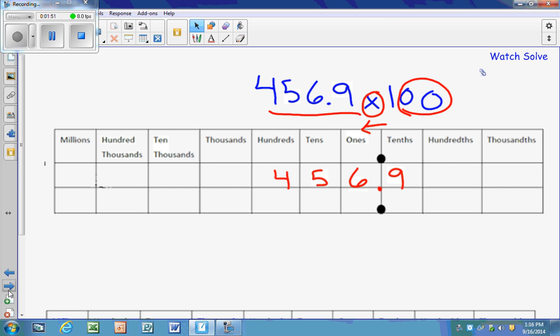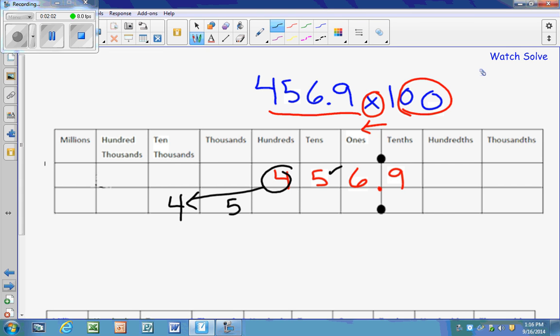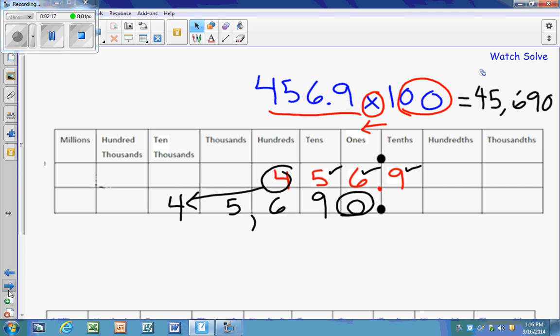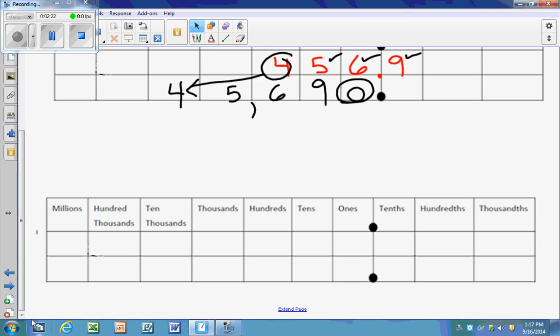So what that looks like is we take the 4 and we jump 2 spots over to the left. So now the 4 goes here and we move every digit. The next one is 5, the next one is 6, the next one is 9. And we ask ourselves, what do we use as a placeholder here? We use a 0. And now I have my new answer of 45,690. That's an example of moving through the place value chart when we're multiplying or dividing by multiples of 10.